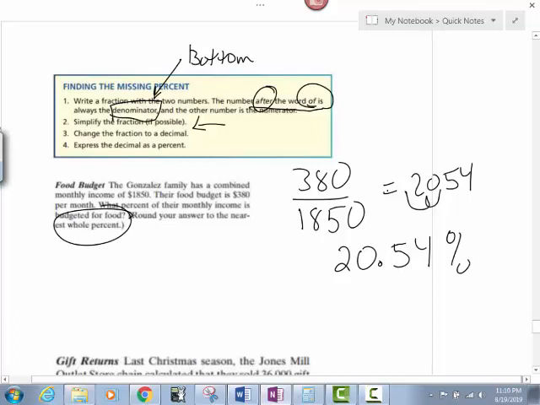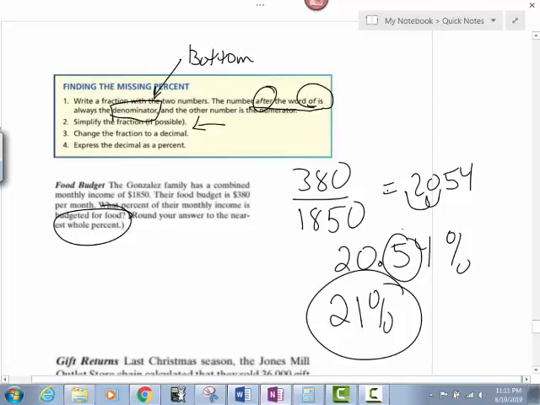Now it's asking me to round it to the nearest whole number. So think about this in terms of money. Think about this as $20.54. With this number here, $20.54, would it be closer to $20 or $21? It's actually closer to $21. So that's what we mean by rounding to the nearest whole percent. Anytime this number here is a 5 or bigger, then that number is going to increase by 1, and we're going to drop those numbers there.